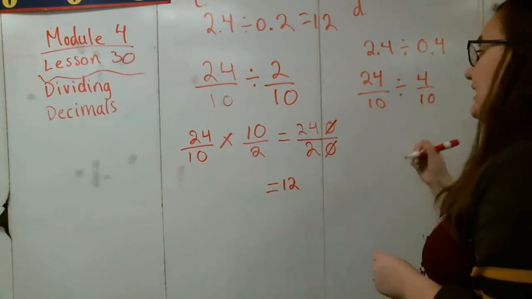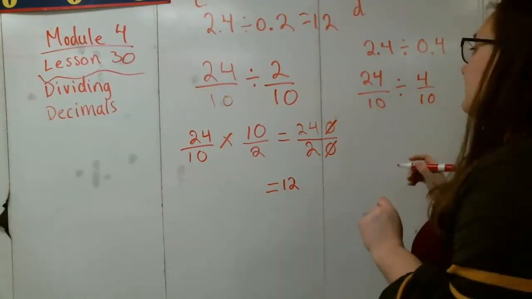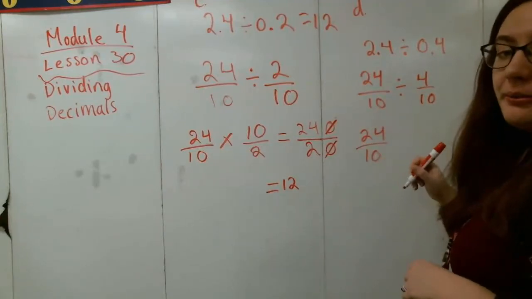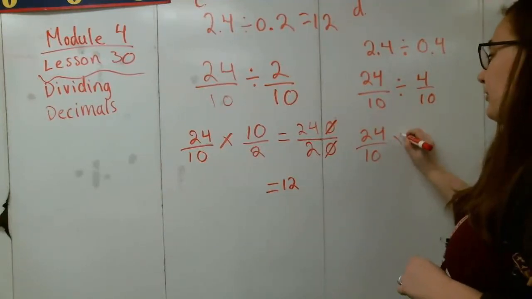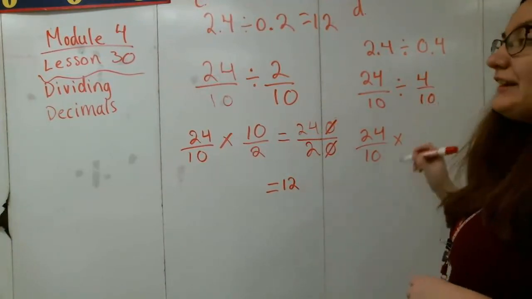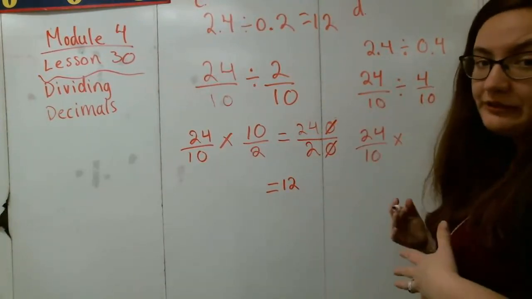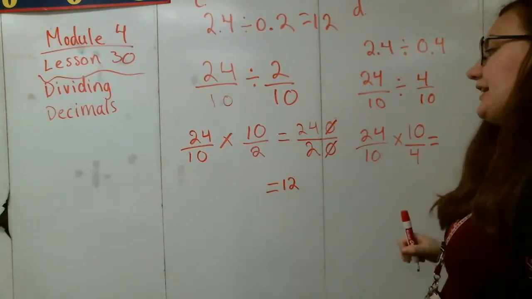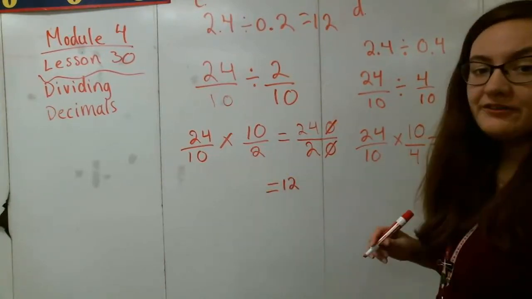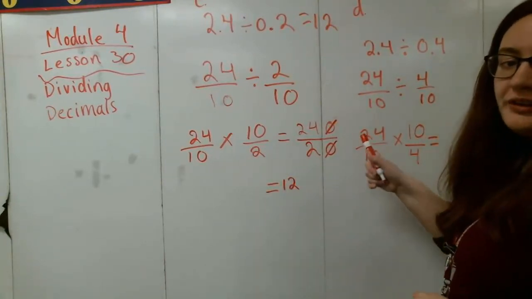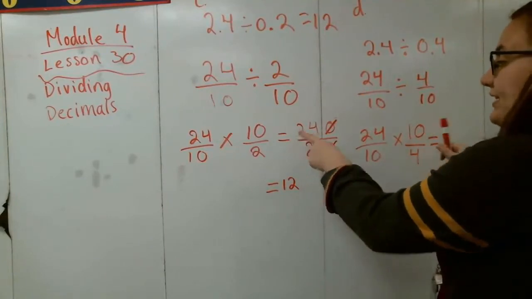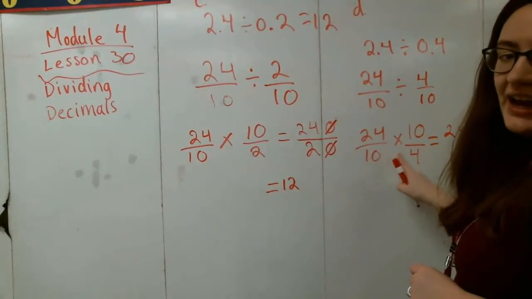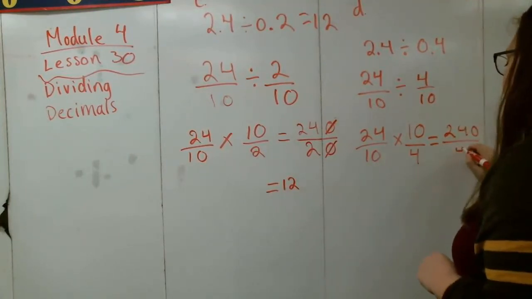And now I can do the first step of my dividing fractions. So 24 tenths will not change. Remember, our first number never changes. The division symbol will become a multiplication symbol. And then 4 tenths, we need to find the reciprocal or the flip-flop of that. So 10 will go on top and 4 will go on the bottom. And as you'll see, this problem and this problem are very similar in this step. So we already know that 24 times 10 is 240. And I already know that 10 times 4 is 40.